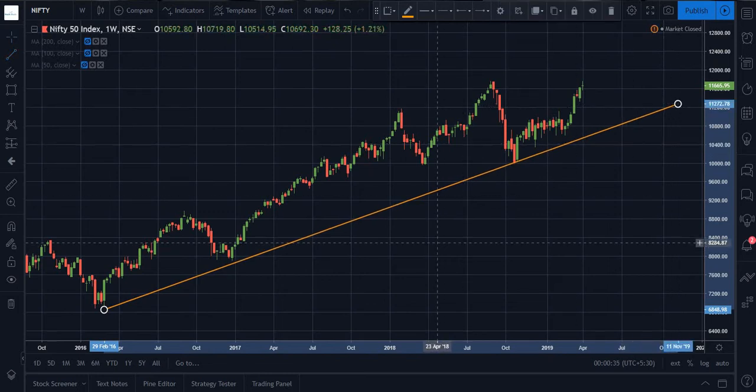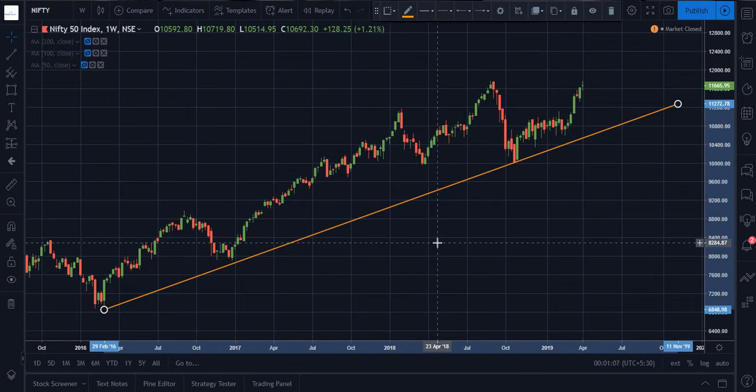And for people who do not know about trend lines, let me explain. There are three types of trend lines: a bearish trend line, a bullish trend line, and a sideways trend line. When price starts making higher highs, the trend is said to be bullish. When the price starts making lower highs, the trend is said to be bearish. And when price is in a range or in a band, the trend is said to be sideways.